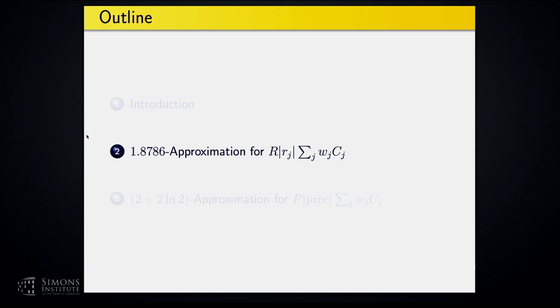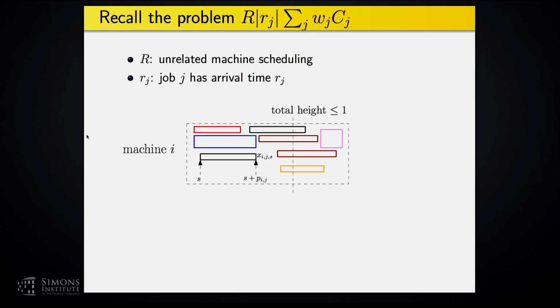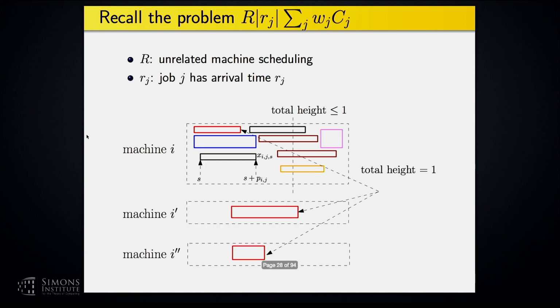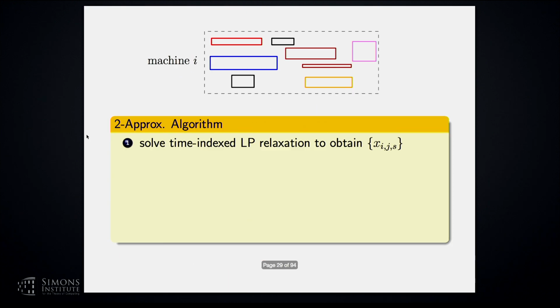So first, I'll talk about the unrelated machine scheduling when jobs have arrival times. Remember, in this problem, we have the unrelated machine model. Every job J has a Pij on every machine I. We have an arrival time Rj for each job J. In the LP relaxation, you can think of a rectangle for each machine, and the total height of rectangles covering each time point on every machine I is at most 1, and across different machines for the same job you have a total height of 1 of rectangles. Our algorithm is actually based on the previous 2 approximation algorithm, identifying the loose part of the analysis and improving that by our time-indexed LP relaxation.